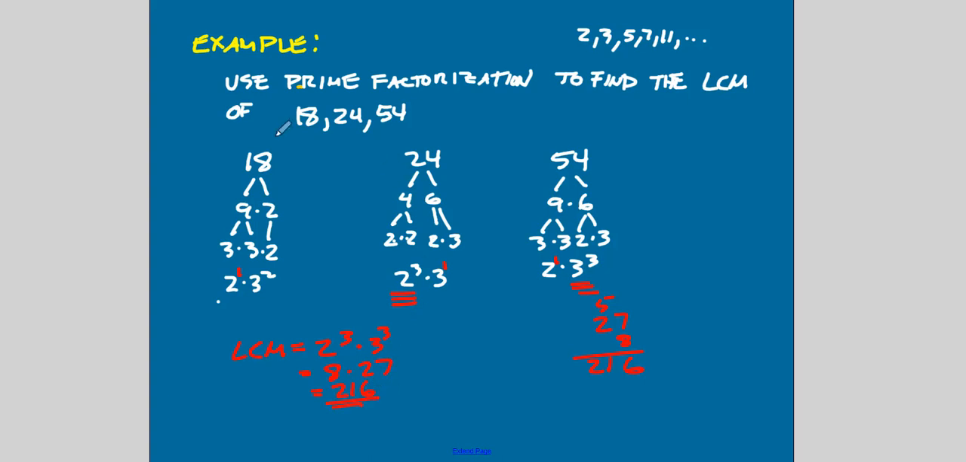So in a problem like this, it's not immediately evident to most of us what the least common multiple is. So this method actually may save you time over just trying to list all the factors of 18, all the factors of 24, all the factors of 54, for example, and seeing which common multiple comes first.